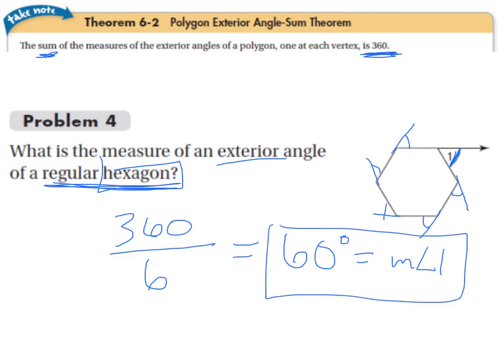So it's very important to remember, no matter what, 360 is my total measure for my exterior angles. As your polygon increases in sides in a regular polygon, this number is going to decrease.